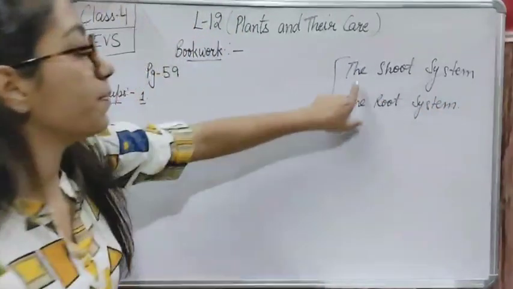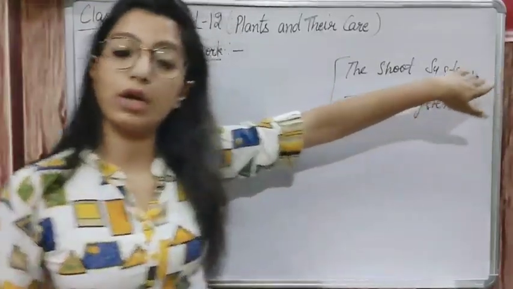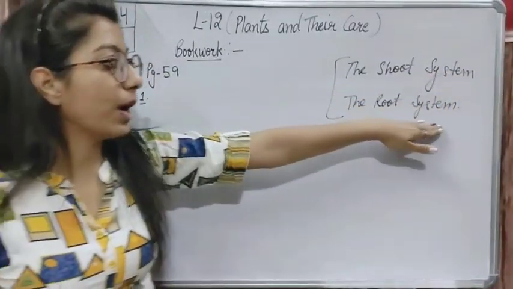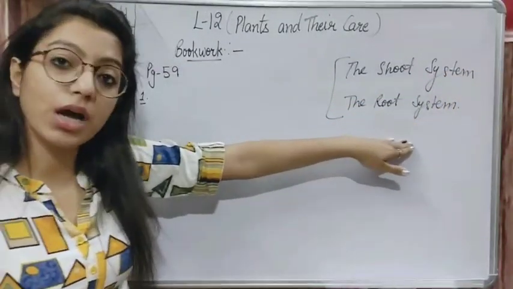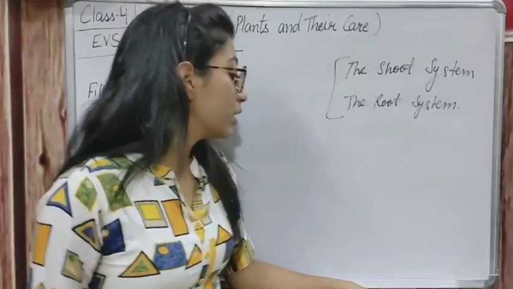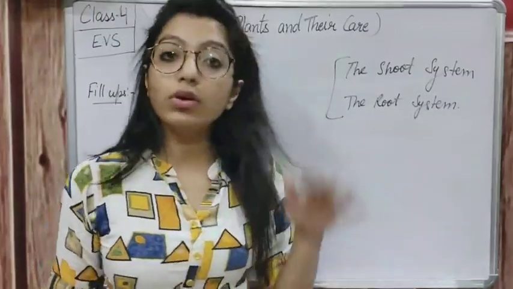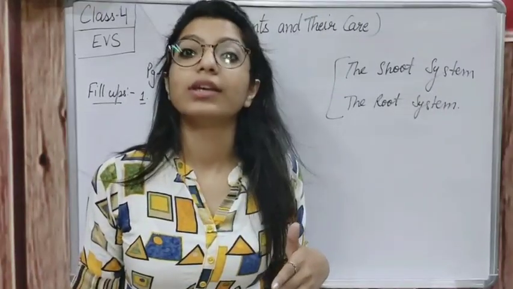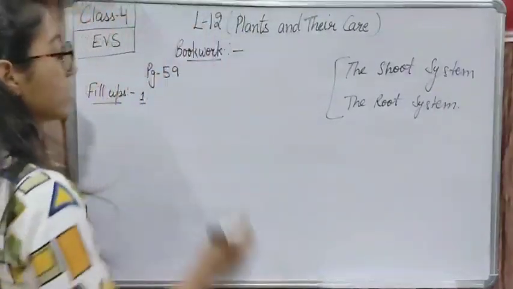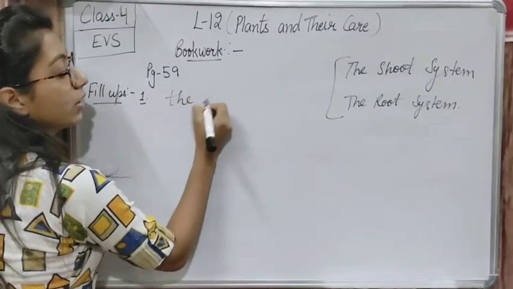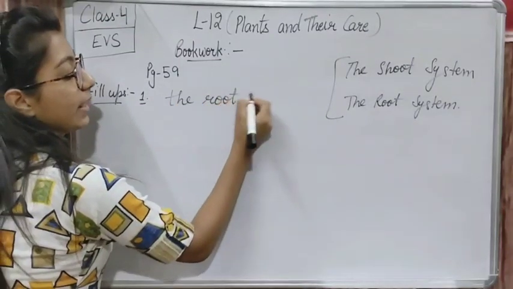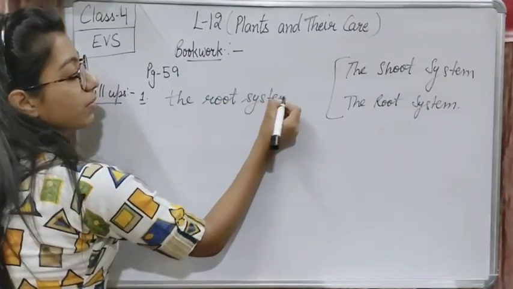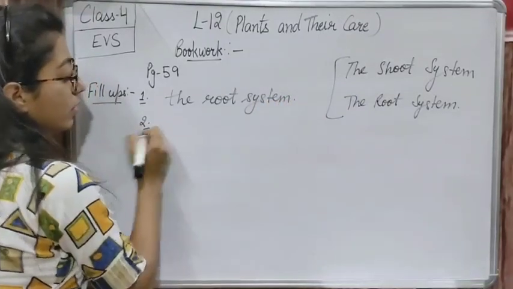The shoot system is the part which grows above the ground. The root system is the part which grows under the ground. So I asked, the part of plant below the earth or soil is called dash. That is the root system. So everyone write here in the first blank, the root system.